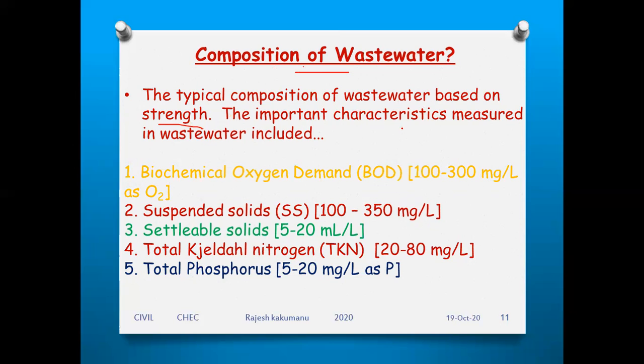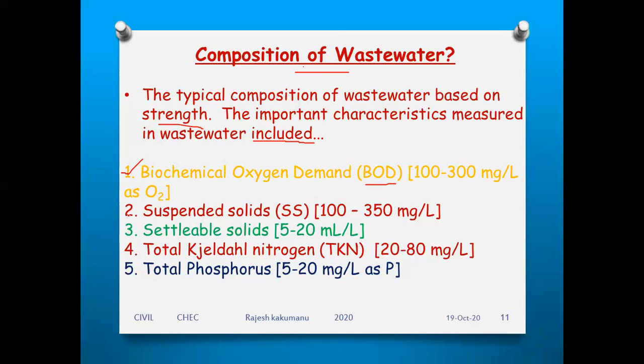The important characteristics present in the wastewater include, first, biochemical oxygen demand, that is BOD, which is typically 100 to 300 mg per liter as oxygen. The oxygen demand should be in between 100 to 300 milligrams per liter. So that is BOD.